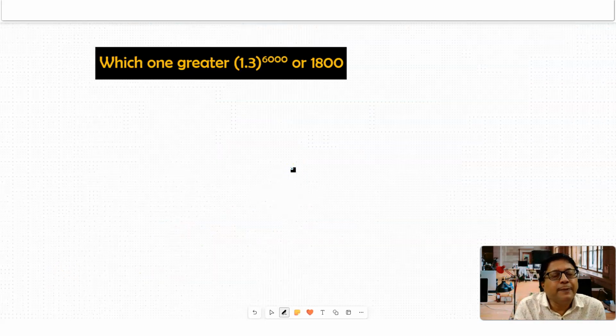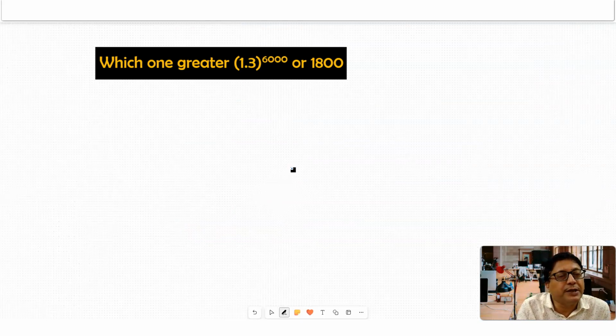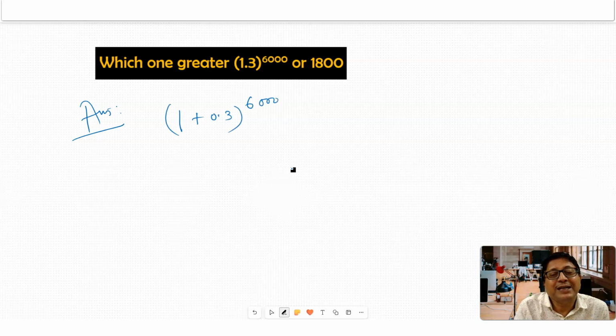A question may arise in this manner also: which one is greater, 1.3 to the power 6000 or 1800? How will you answer this? You go for binomial expansion. (1 + 0.3) to the power 6000, its expansion. I will be using the expansion of (1 + x) to the power n, which you have seen as 1 plus nc1 x plus nc2 x square, like this. So you just write a few terms.